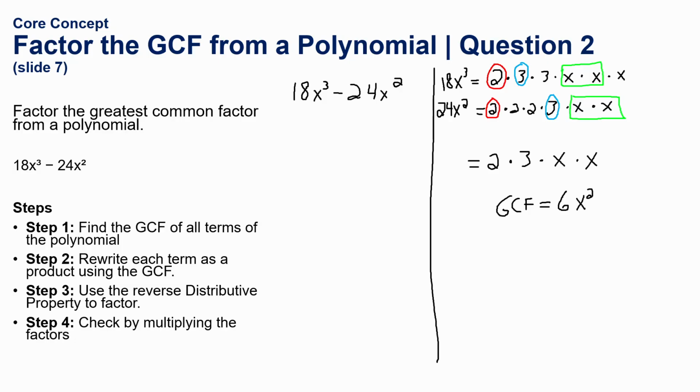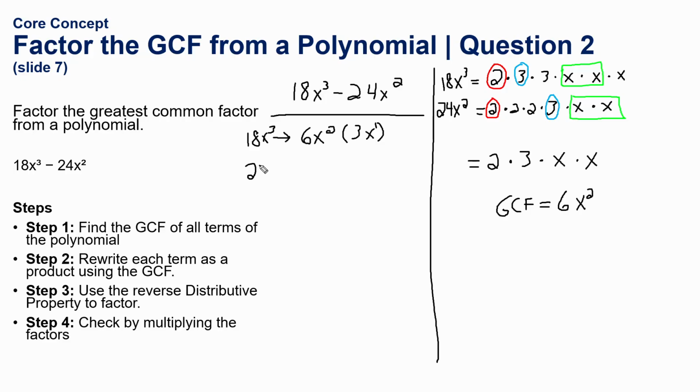Next, we're going to rewrite each term as a product using the greatest common factor. So 18x to the third power can be rewritten as 6x squared times 3x. In other words, 6 times 3 is 18, x squared times x, basically adding the x squared part with the x to the first power. You could put a power there. So 2 plus 1 being 3. Okay, so 6x squared times 3x.